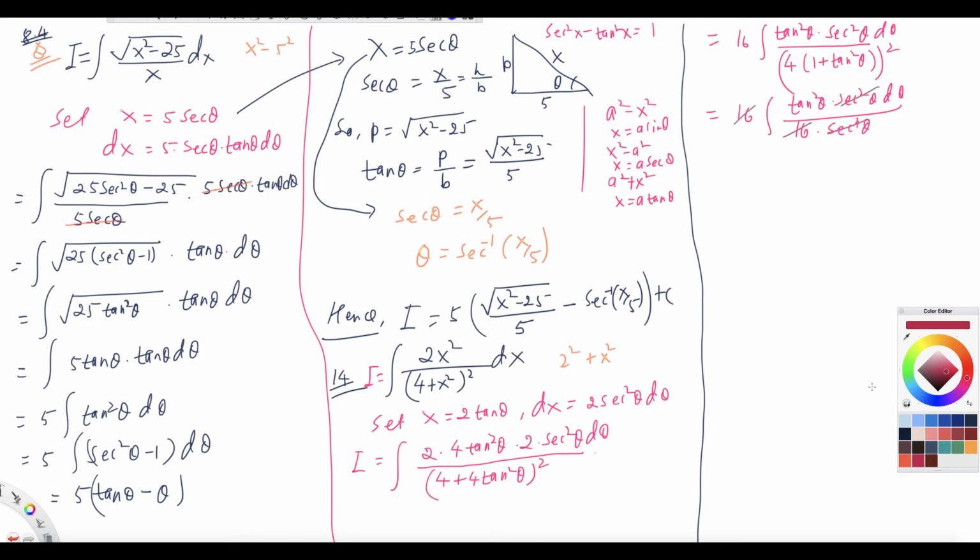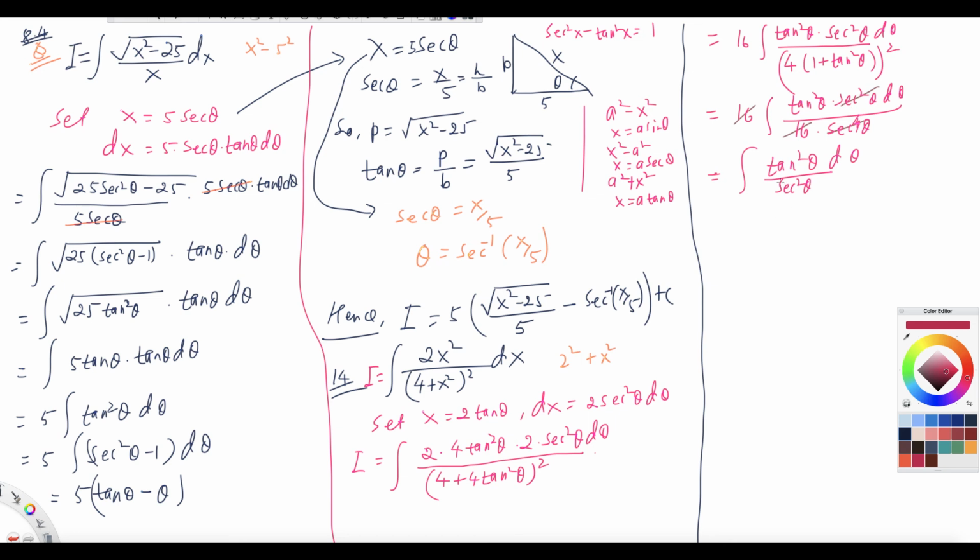So what you get is the integral of tangent square theta d theta over one of the secant square theta, because that is secant fourth theta. If you do secant square times secant square, you cancel one of the secant squares with the top secant square, and that's what is left.